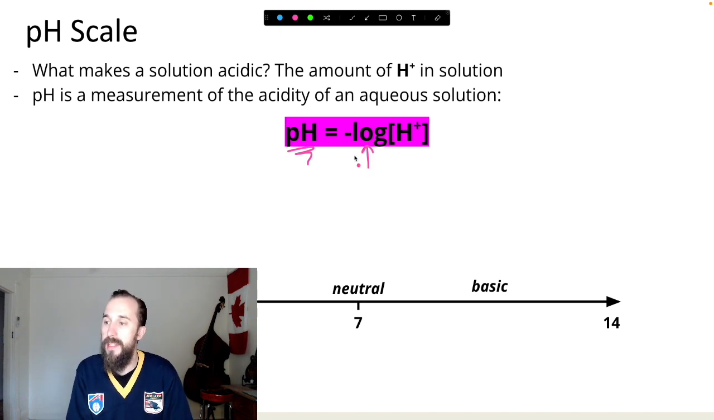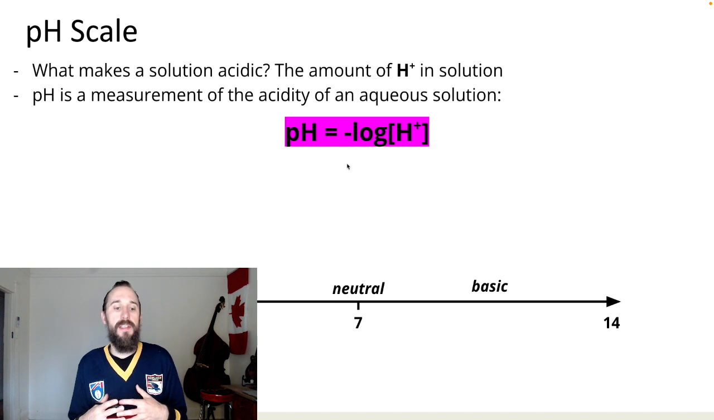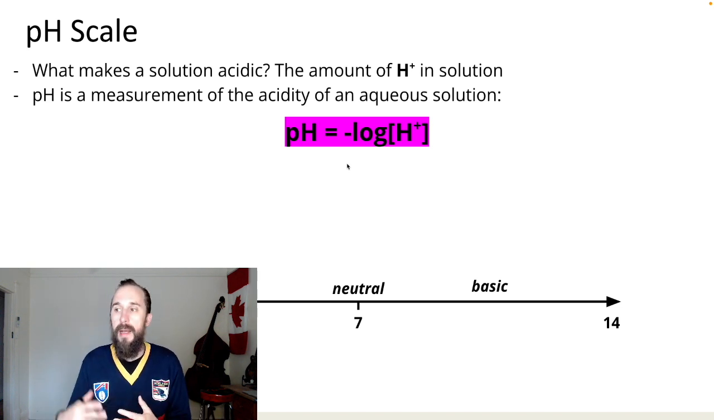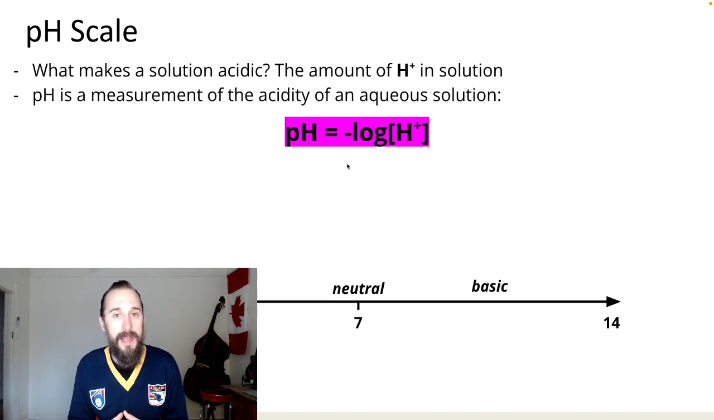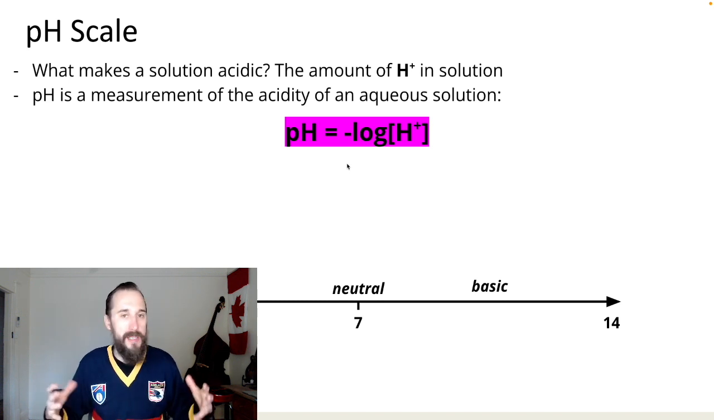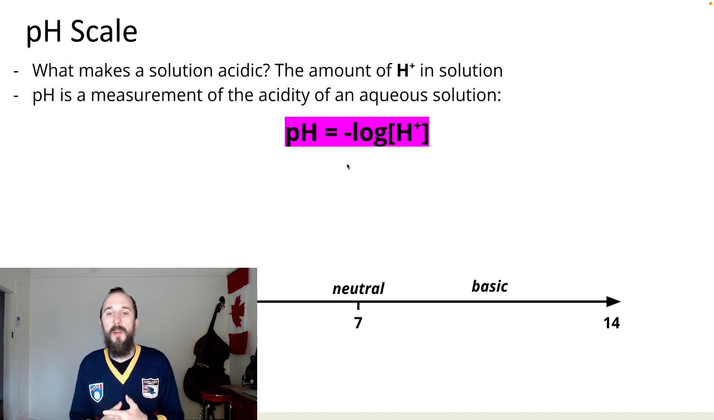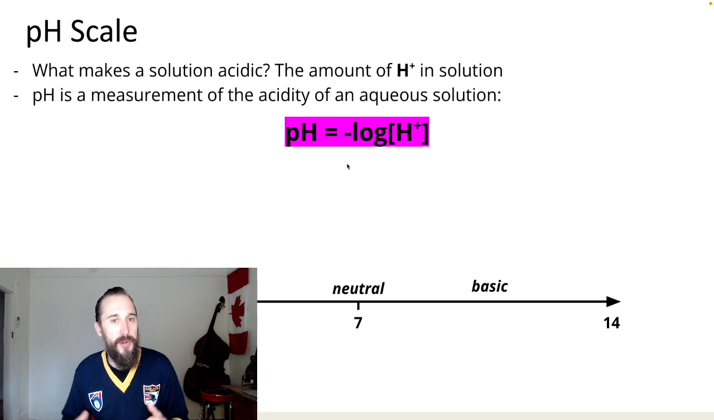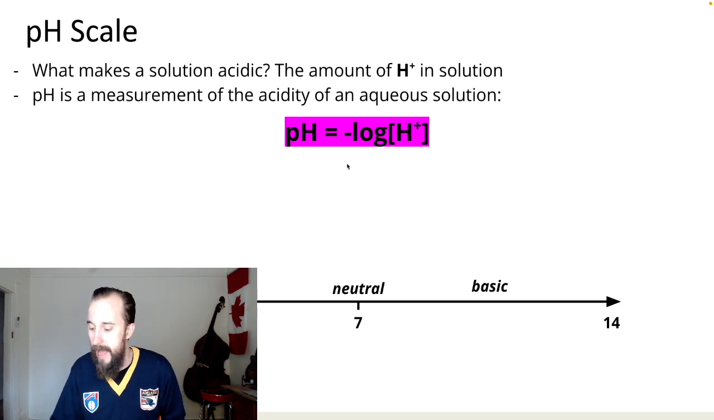It's on a logarithmic scale where pH is the negative log of the concentration of H+. We use this logarithmic scale because there's a huge range of concentrations of hydrogen ions that we can have, which we'll look at in a moment. And what we use all our logarithmic scales for in chemistry is that it just squishes it all together and gives us a nice usable scale.